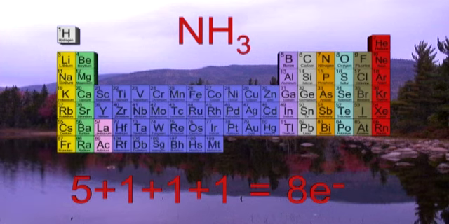Ammonia has a total of 8 valence electrons. Again, a shortcut for this calculation is to count from left to right on the periodic table for each atom. For nitrogen, it is 5 spaces, and for hydrogen, it is 1 space.